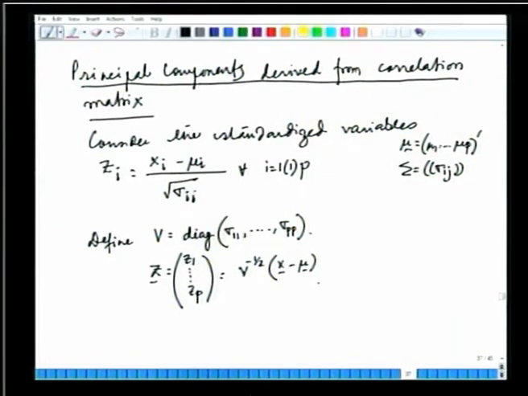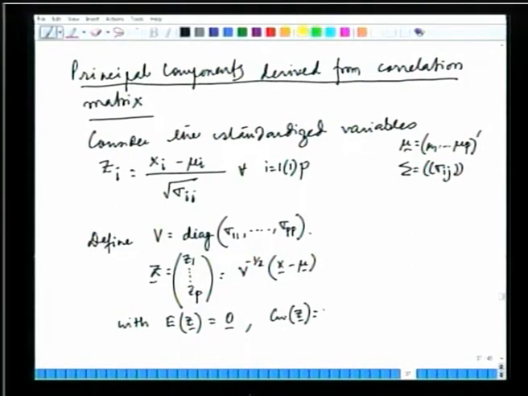So now that I have Z, what is expectation Z? As expected, because I have standardized these and got Z, this is nothing but the null vector, because expectation x is mu. And what is the variance covariance matrix of Z?